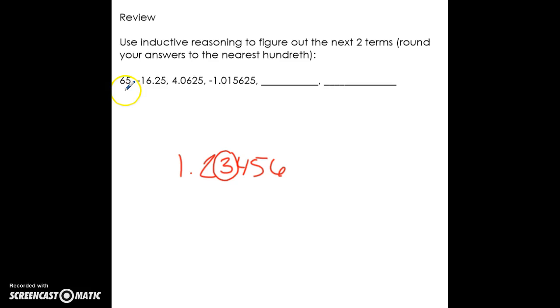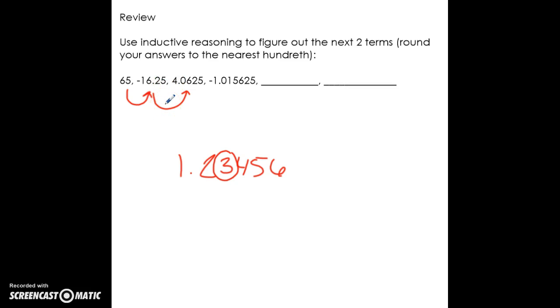So I'm looking at 65 down to negative 16.25 and then to 4.0625. And I notice it goes from positive to negative, positive to negative. So that kind of indicates to me that we're either multiplying or dividing by a negative number. And in this case, if I test it out, if I take my 65 and divide by the negative 16.25.